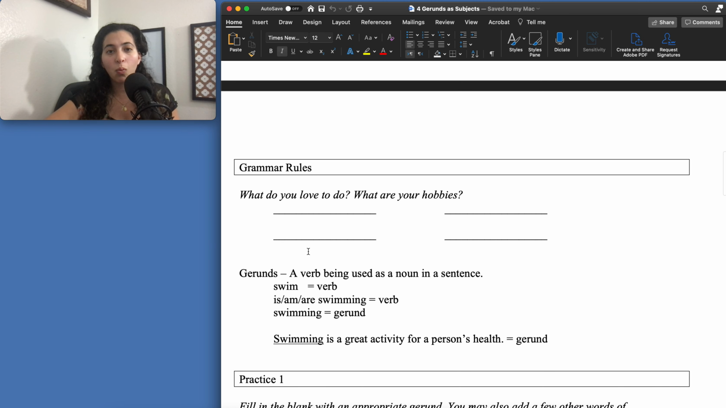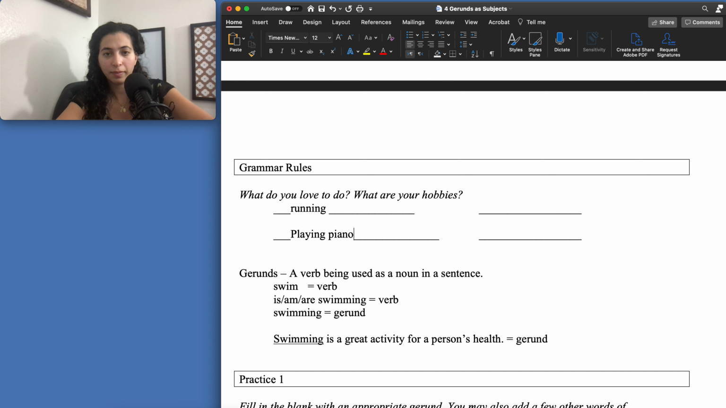So let's see, what do you love to do? Or what are your hobbies? Whatever your hobbies are, you're going to use ing. So for example, running, playing piano, dancing, traveling.